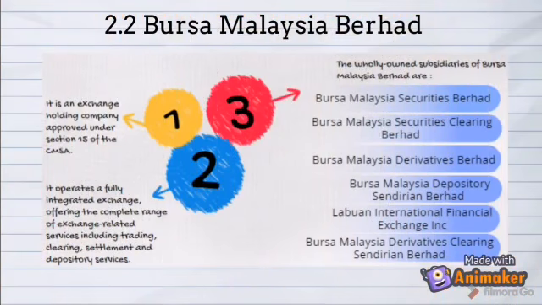Next up is Bursa Malaysia Berhad. It is an exchange holding company approved under Section 15 of the CMSA. It operates a fully integrated exchange, offering the complete range of exchange-related services including trading, clearing, settlement and depository services. The wholly owned subsidiaries of Bursa Malaysia Berhad are Bursa Malaysia Securities Berhad, Bursa Malaysia Securities Clearing Berhad, Bursa Malaysia Derivatives Berhad, Bursa Malaysia Depository Sendirian Berhad, Labuan International Financial Exchange, and Bursa Malaysia Derivatives Clearing Sendirian Berhad.